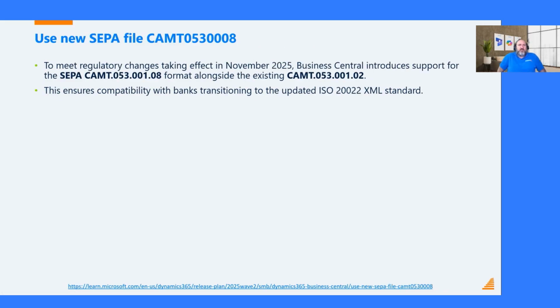There is a new SEPA file format that you can use for importing your bank statements. So regulatory changes from November 2025, SEPA CAMT, with that big number, has replaced the previous format, and they've got the number over there as well, to ensure compatibility with banks transitioning to the new ISO 20022 XML standard. So if you have any banks that are transitioning to the new standard, there is a new SEPA file format that will comply with the new standard that they're creating.